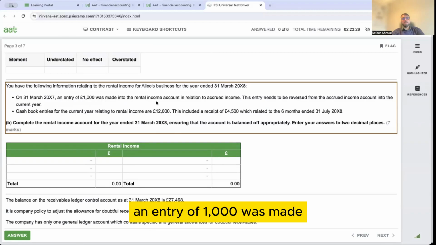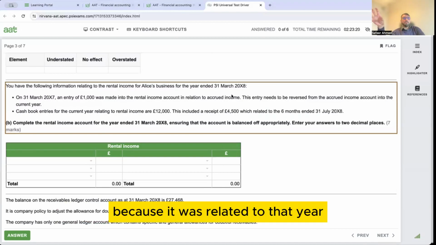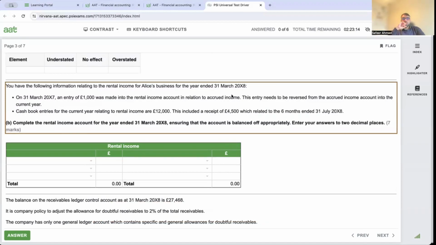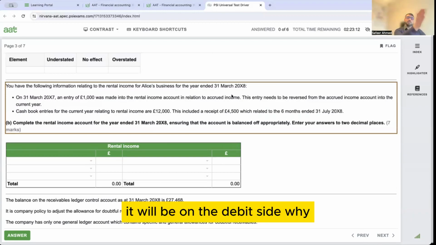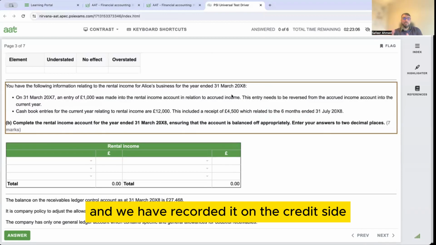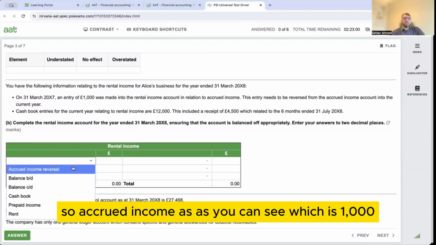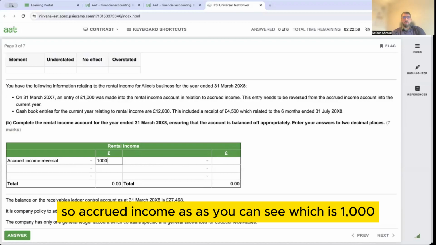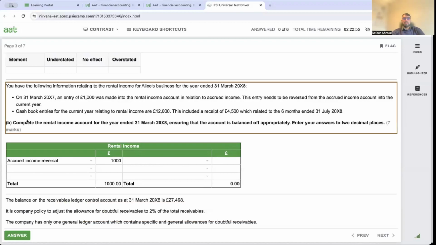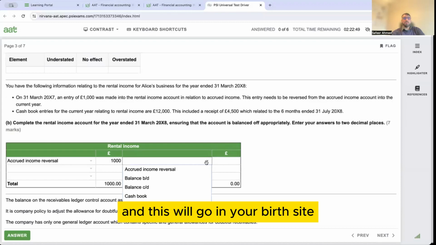So the ending date. On 31st of March 2017, this is the last year's closing balance, which will become, remember, the opening balance for this year. An entry of 1,000 was made into the rental income account in relation to accrued income. Now, accrued income, remember that we recorded it on the credit side last year because it was related to that year, even though we had not received the money as yet. So the reversal of that will be on the debit side. Why? Because it's not related to this year. Remember, it was related to last year and we recorded it on the credit side. So therefore, reversal of this is going to be on the debit side. So accrued income, as you can see, is 1,000. Then cash book entries for the current year relating to rental income are 12,000, and this will go on your credit side.